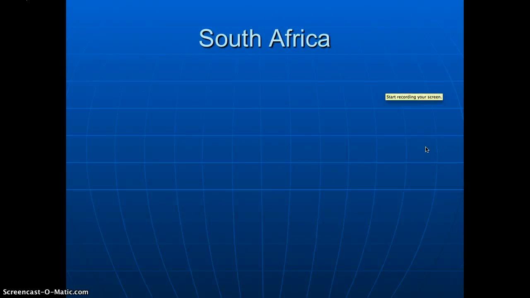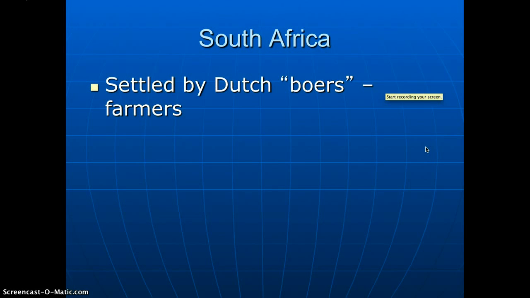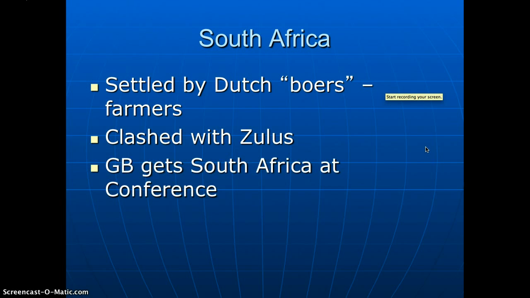South Africa is an interesting situation because before the Conference of Berlin, it was already settled by Dutch Boers who were farmers, and they had been there for quite some time. They clashed with the Zulu, the local people of South Africa, but this gets an interesting spin when Great Britain is given South Africa at the Berlin Conference.